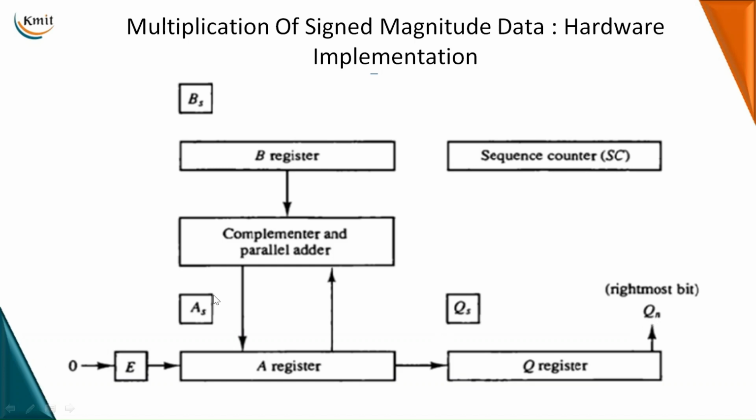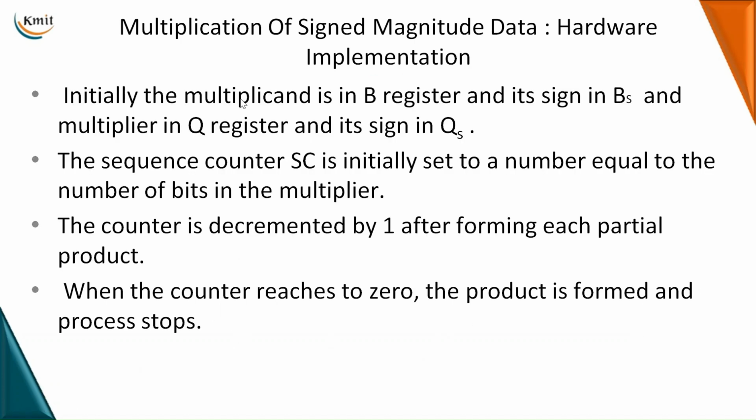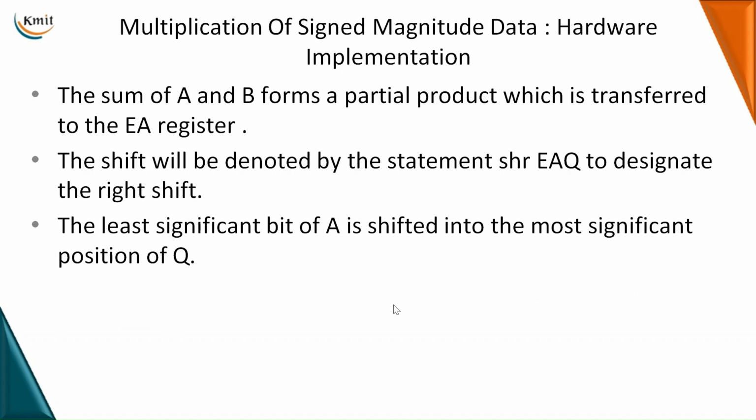Okay. This is the hardware implementation of multiplication. Initially the multiplicand is in B and its sign bit in BS, and the multiplier is in Q and its sign bit is in QS. The sequence counter is initially set to a number equal to the number of bits of your multiplier. The counter will be decremented by 1 after performing each partial product, and whenever your counter reaches 0, the product is formed and the process stops.